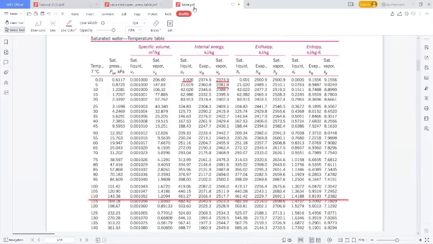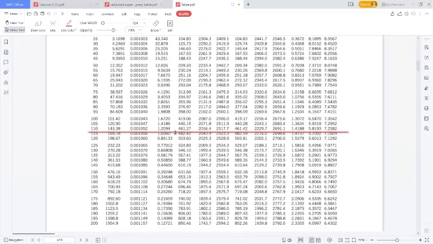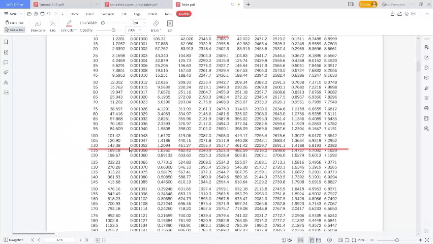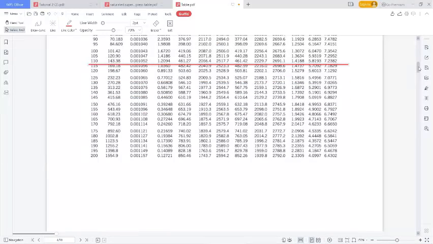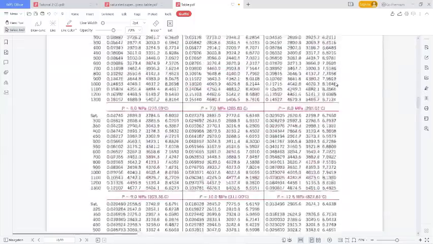I've already explained, maybe some of you may get confused. How do you know which table that you need to refer, either superheated or compressed? I've already explained a little bit of tips in the previous video. So we just go through the compressed liquid, which is A7 table.